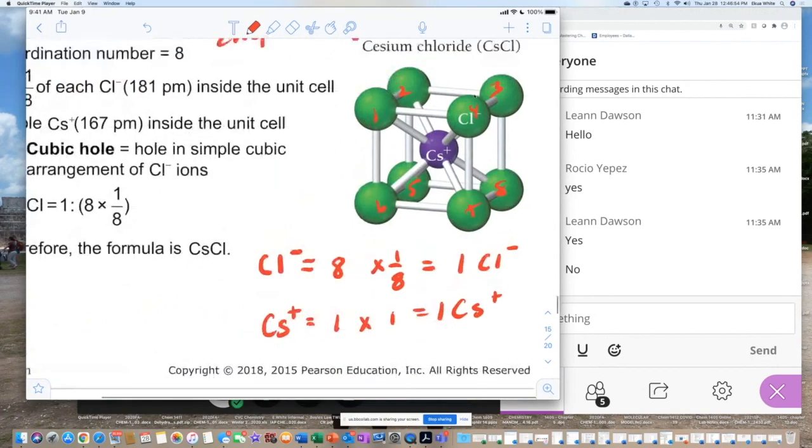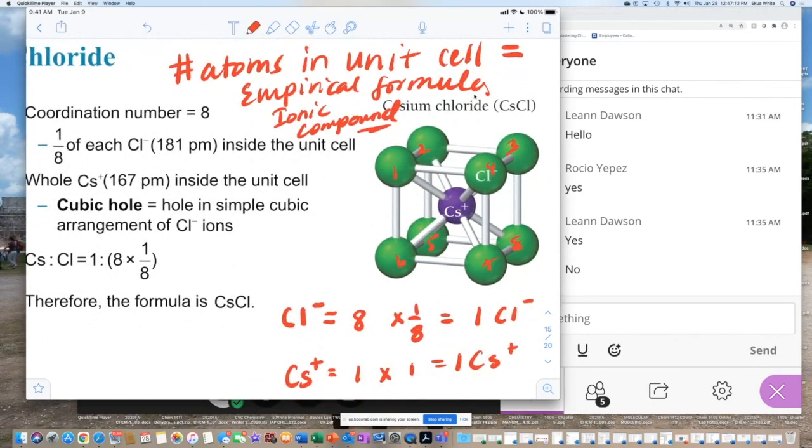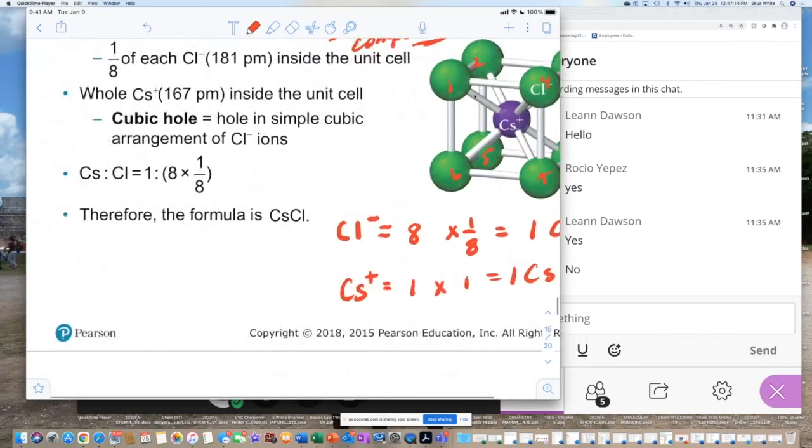Okay, now here's the thing. I said empirical formula, but I should have mentioned this is an ionic compound. It's hard to find the empirical formula of a molecular compound using this process because molecular compounds usually are more complex than this. But we use this to find the empirical formula of ionic compounds. Remember in ionic compounds, we write the positive ion first, the negative ion second, or metal first, non-metal second, most of the time. So cesium is the metal, we'll write that first, and then chloride second.